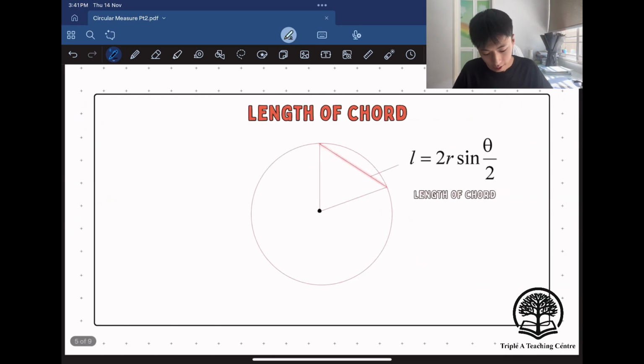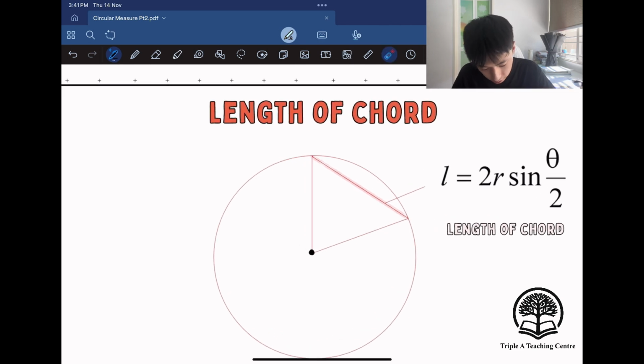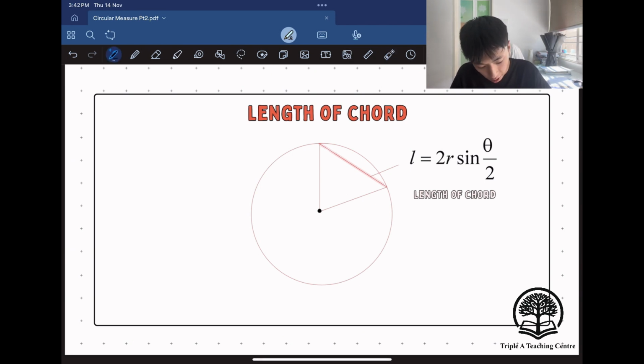Okay, moving on. The length of a chord. We've learned that in our previous class. This is known as a chord, the line connecting from one point on the circumference to another point over here. To find the length of the chord, you just take 2 times r, which is your radius, times sine theta over 2, theta being in radians also, okay? Remember that.